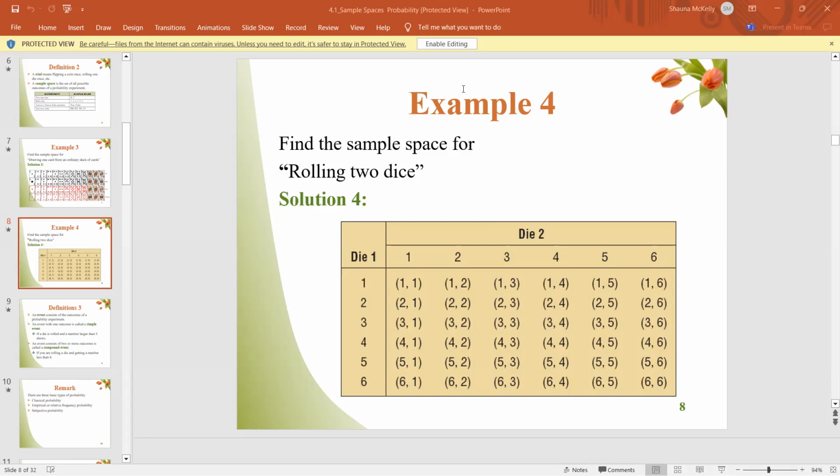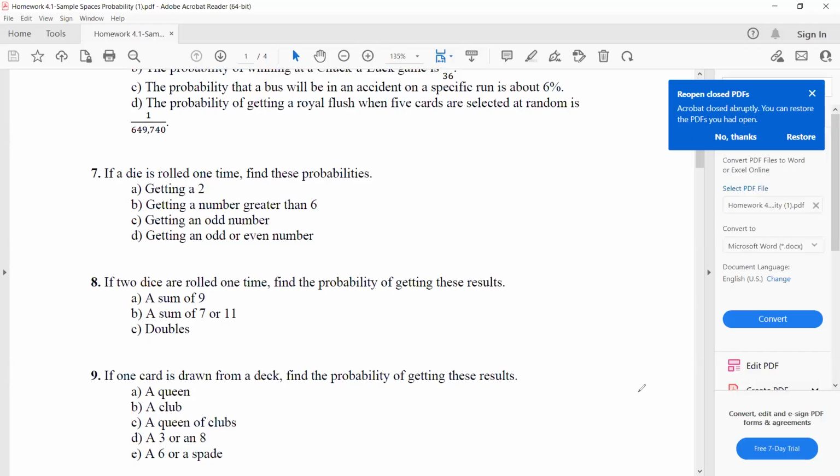So while I'm here, let me go to the homework and let's look. And I'm not looking at the right one, okay. So here's our first question. This is number 8. If 2 dice are rolled one at a time, find the probability of getting these results. A sum of 9.